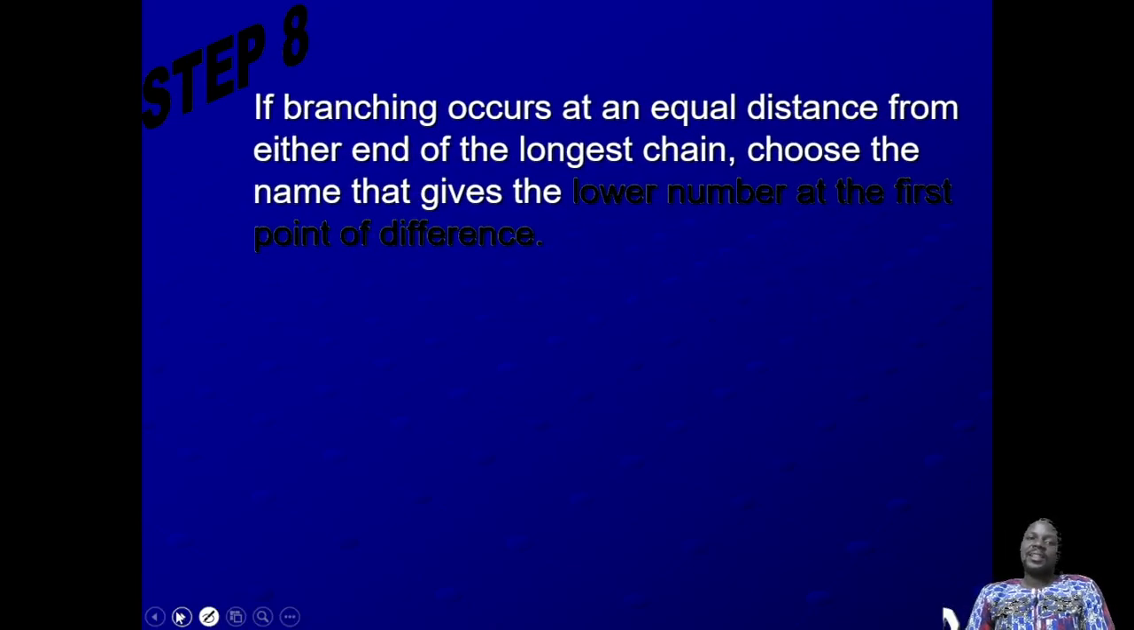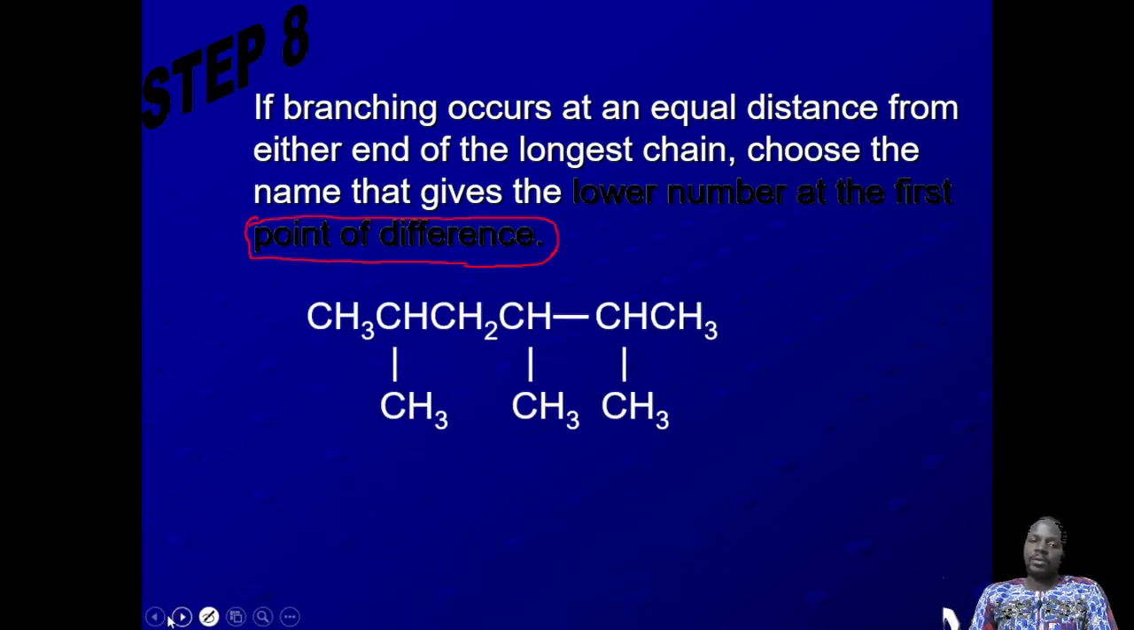Now, the next, which is point 8, is if branching occurs at an equal distance from either end of the longest chain, choose the name that gives the lower number as the first point of difference. This is what I always call my first point of difference. I've done this a lot in some other videos. The first point of difference is another rule that will help you to know which one you are going for. Now, let's take a very good example for you to get.